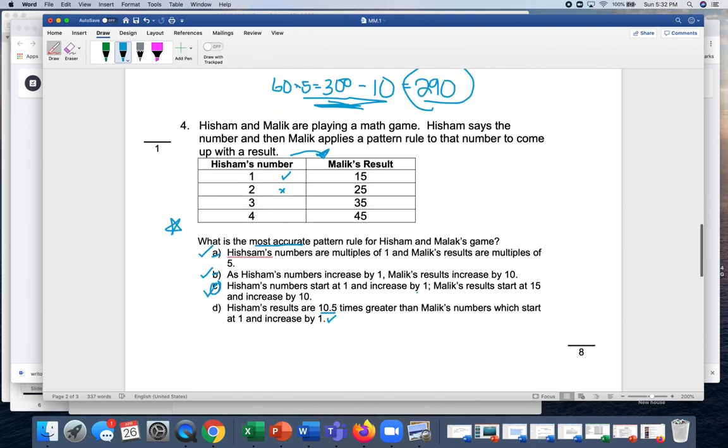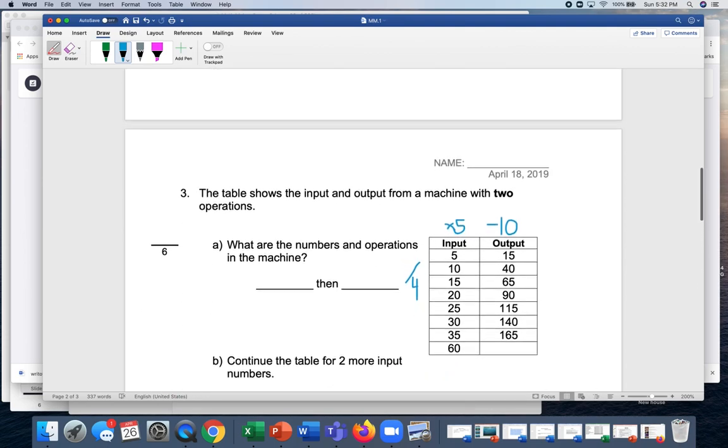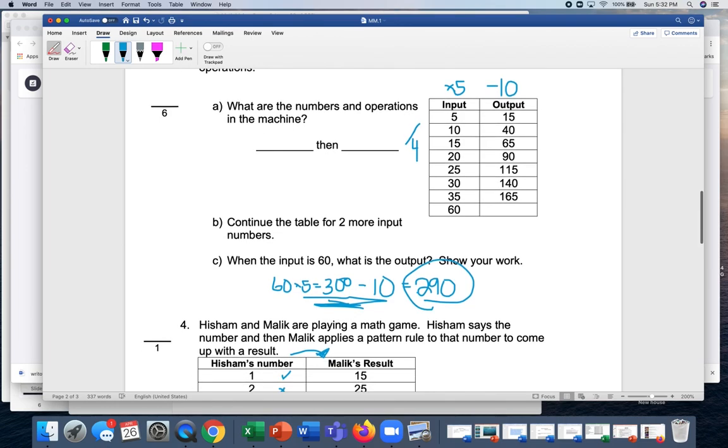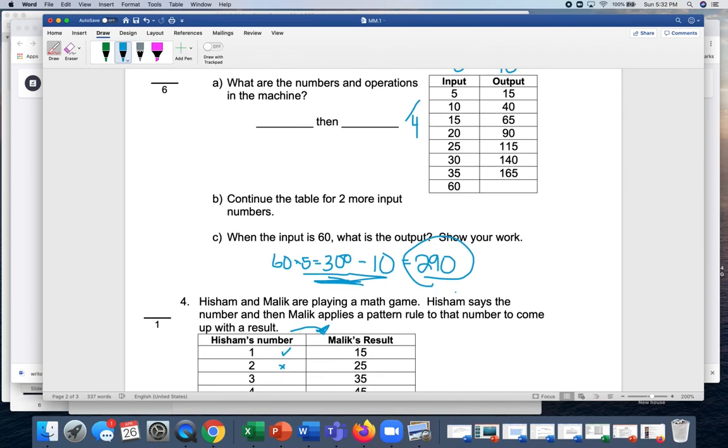So double check, that's part A. You can message me if you are not able to see the results that you got on Edmodo, and I can just tell you what they are. Okay, so that's part 1.